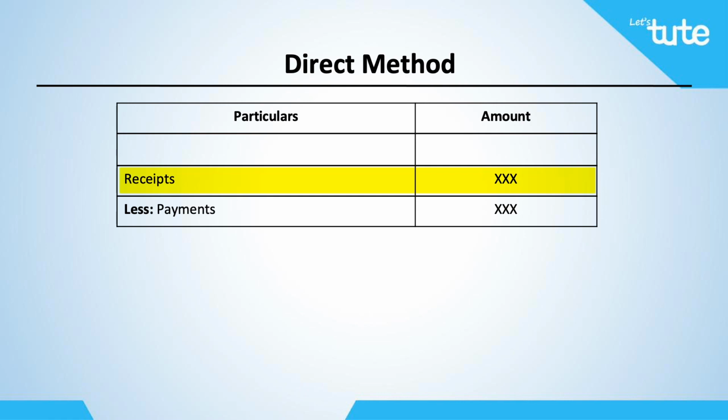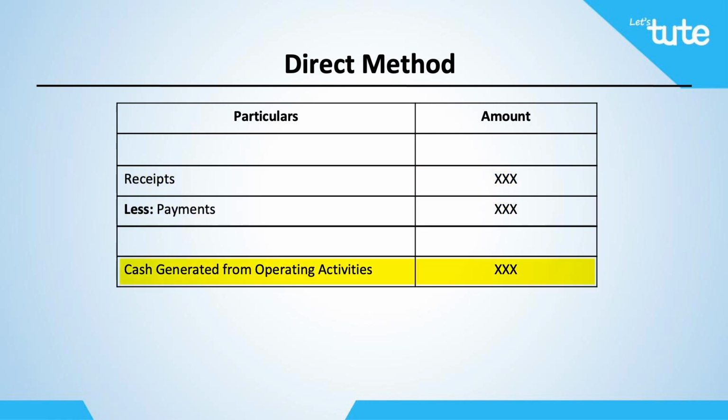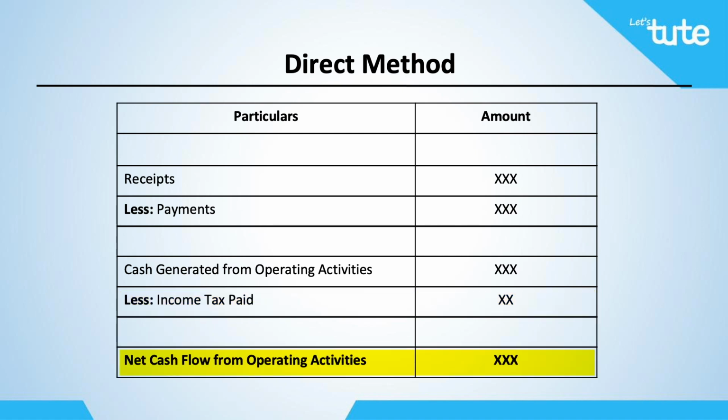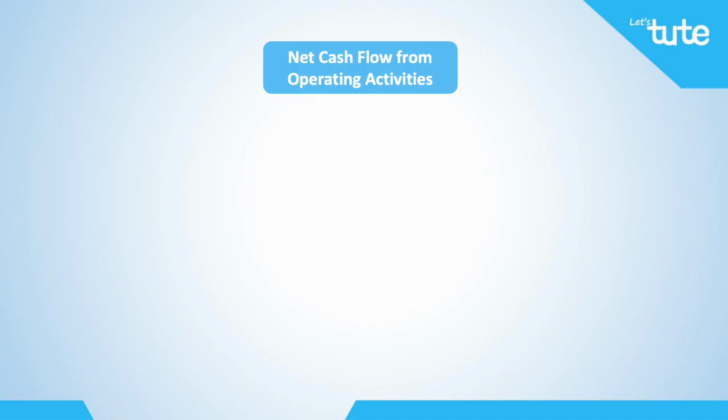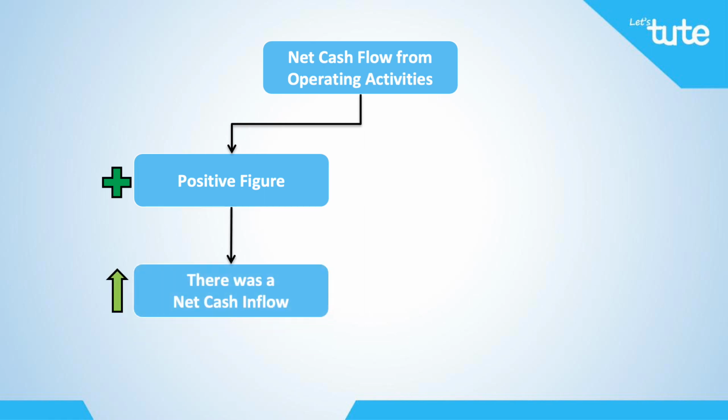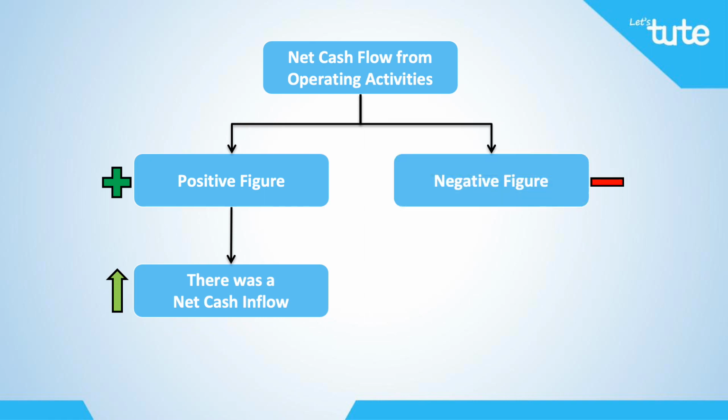After considering all receipts and payments which happened during the financial period, we will derive cash generated from operating activities. And then we need to deduct income tax paid during the financial period to derive the net cash flow from operating activities. This can be a positive figure, which depicts that during that specified time period, there was a net cash inflow from operating activities. Or conversely, it can be a negative figure, showing that there was a net cash outflow from the business.